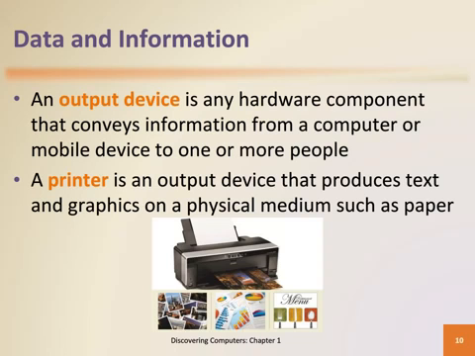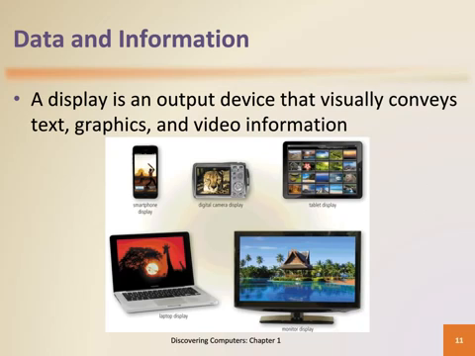Output is data that has been processed into a useful form. An output device is any hardware component that can visually convey text, graphics, and video information to one or more people. A printer is an output device that produces text and graphics on a physical medium. This output is called a hard copy. A display is an output device that visually conveys text, graphics, and video information. The information shown on a display device is known as soft copy.